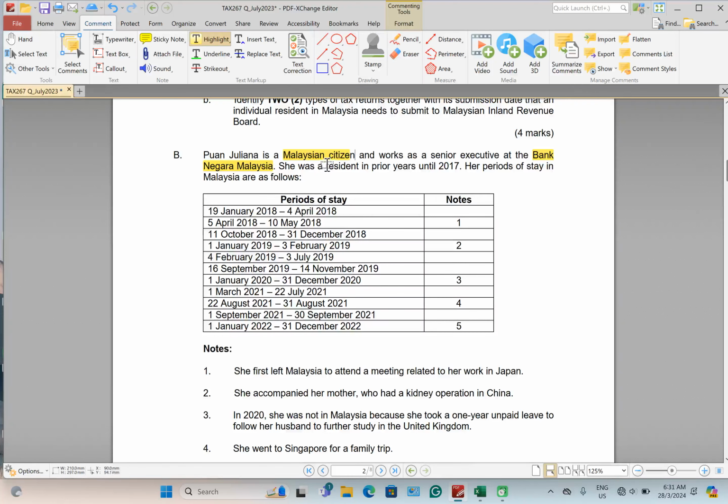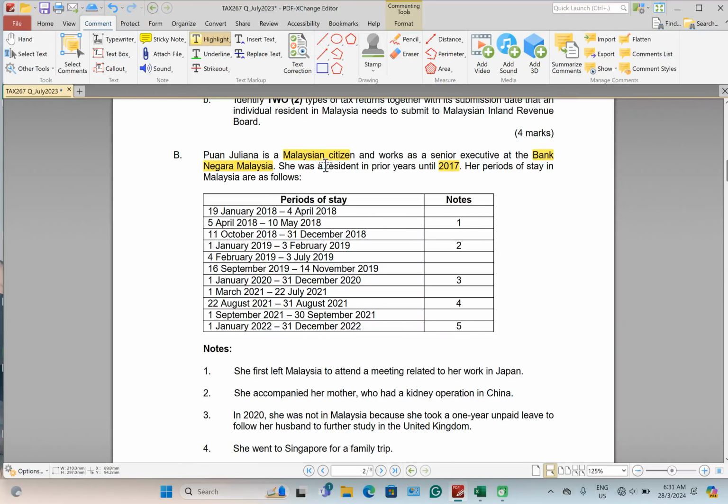Okay? And then, she was a resident in prior years until 2017. Understand that, guys, before YA 2017, she was a resident. For example, 2017 resident, 2016 resident, 2015 resident. This is very important, especially when you guys want to try Section 7, Subsection 1C and also D. So this information is critical, very significant.